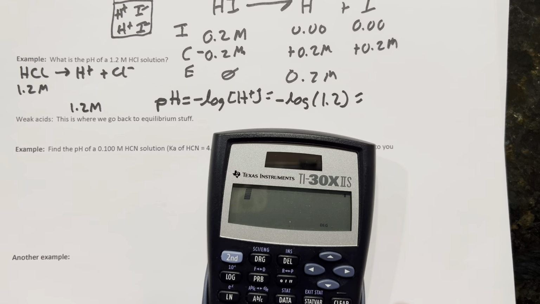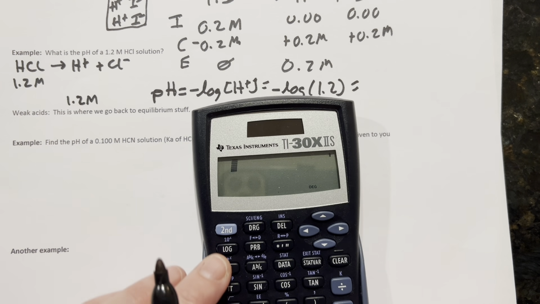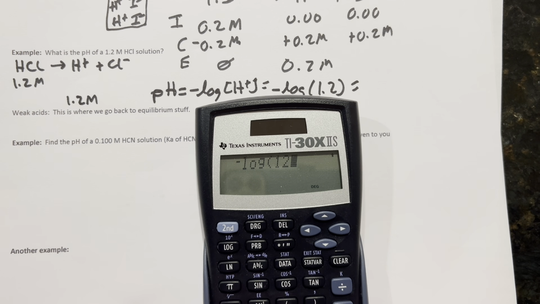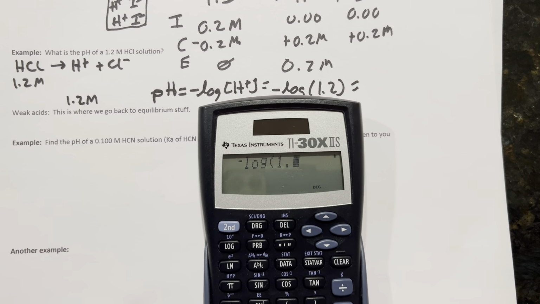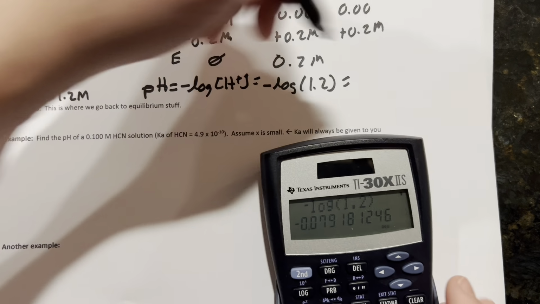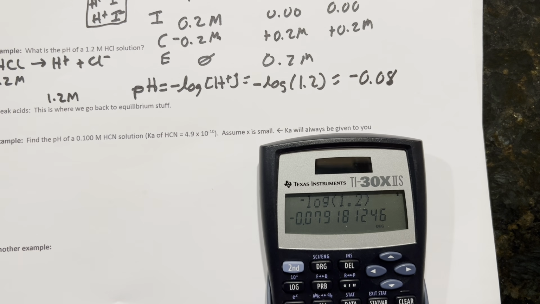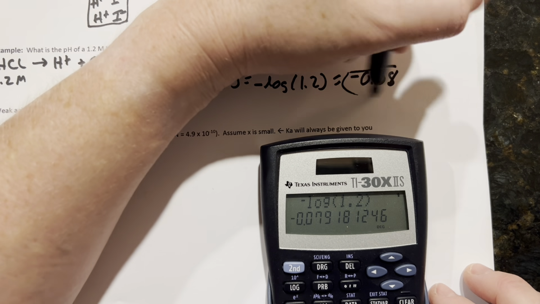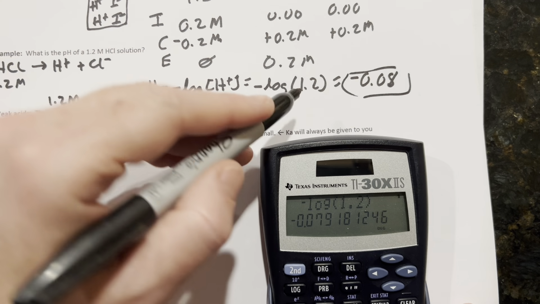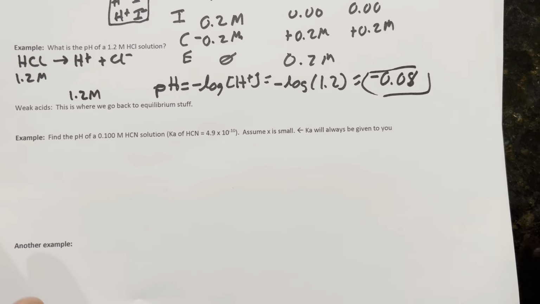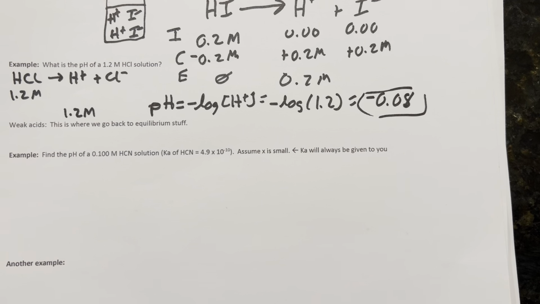That's going to be a negative number. So negative log of 1.2 is negative 0.08. Negative 0.08 would be our pH. This has 2 sig figs, so we should have 2 decimals here. All right, moving along.